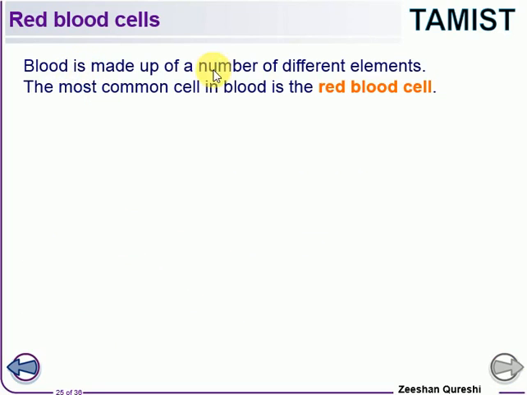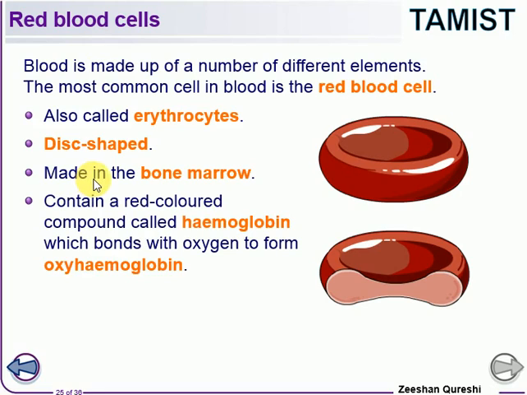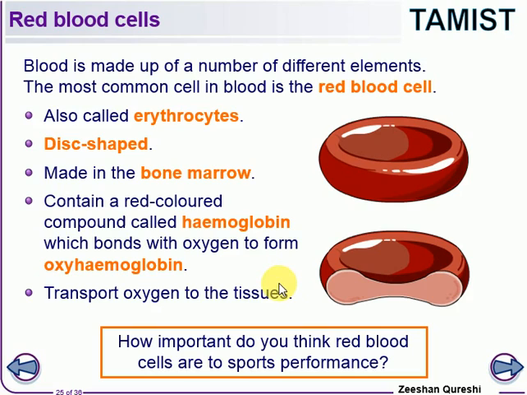Blood is made up of a number of different elements. The most common cell in the blood is the RBCs, called red blood corpuscles or red blood cells. RBCs are also known as erythrocytes, which are disc-shaped and made in the bone marrow of the human body. It contains a red-colored compound called hemoglobin, which bonds with oxygen to form oxyhemoglobin. RBCs transport oxygen to the tissues. How important do you think RBCs are to sports performance?